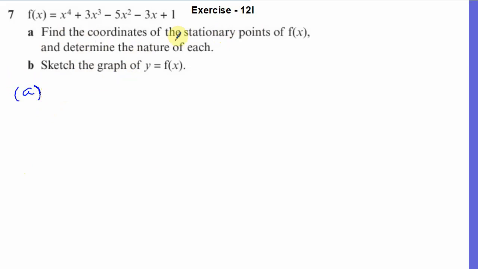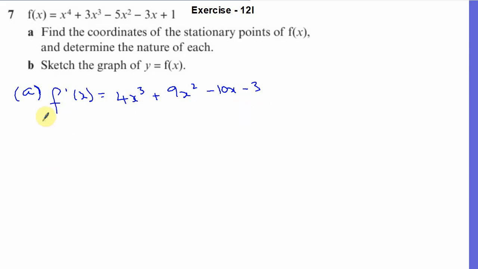Stationary points is where the gradient is 0. If you think about a minimum point or a maximum point of a graph, if you do a tangent to that, it would be a flat line, so the gradient is 0. So first of all, I'm going to differentiate. So that's going to be 4x to the power of 3 plus 9x squared minus 10x minus 3.